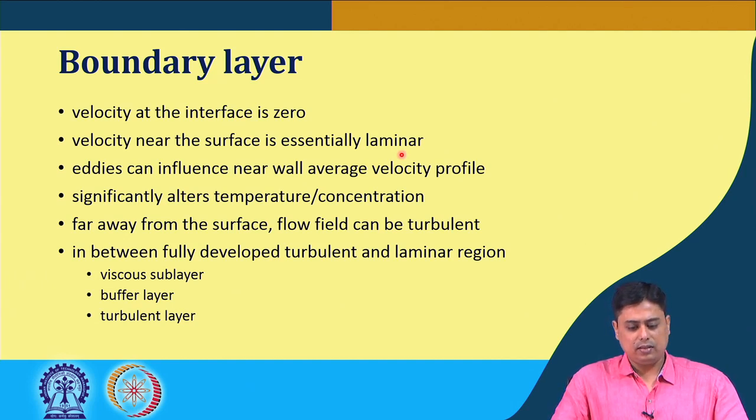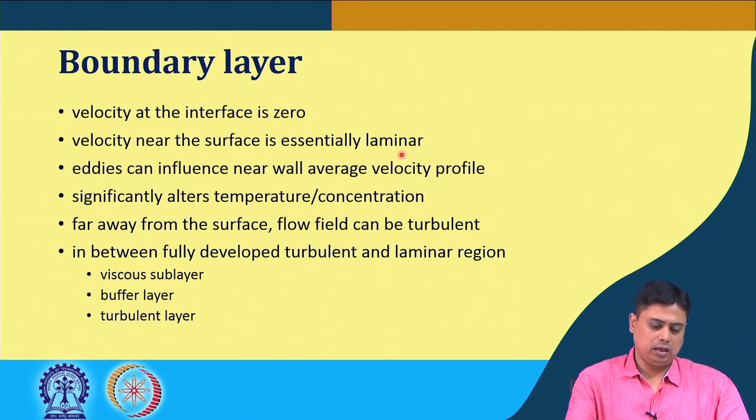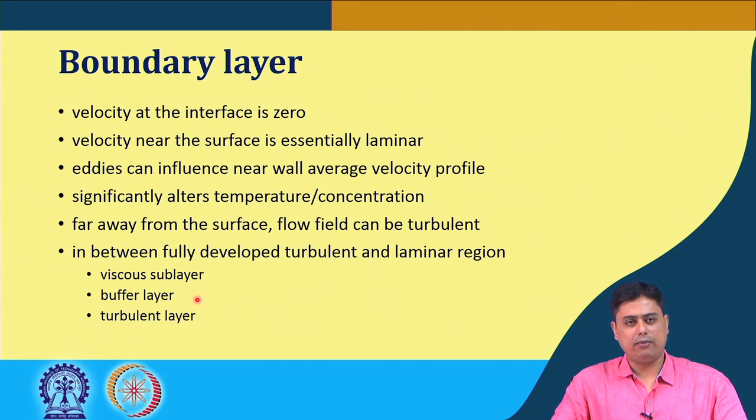But far away from the surface, the flow field can be turbulent, and usually if the approach velocity is high, it is definitely turbulent. So, between this fully developed turbulent layer and the near surface laminar region, there can be several sublayers. Those are listed here: the viscous sublayer, buffer layer, and then the turbulent layer. The buffer layer can also be considered a transition layer, because if the flow changes from laminar to turbulent, there is that buffer or transition layer.